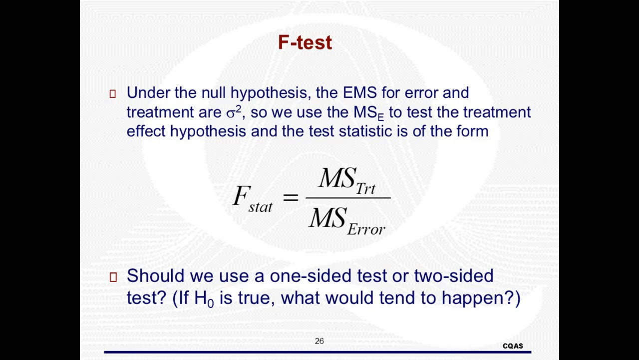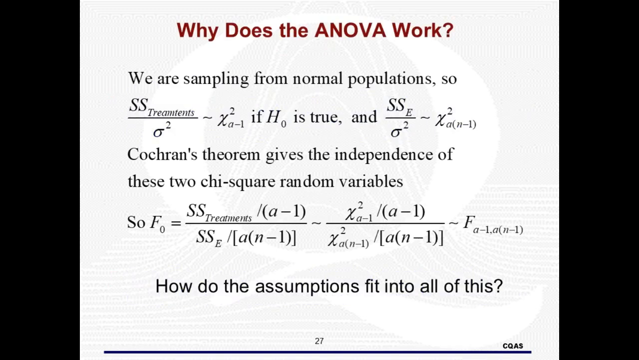If the null is true, then MS for treatment equals MS for error, so the ratio is 1. So since we are only concerned about the MS for treatment being larger, we use a one-sided test for greater than. We get the chi-square pieces since we assume normality. We also know that the ratio of two independent chi-squares over their df follows an F distribution. So we need the independence assumption there.